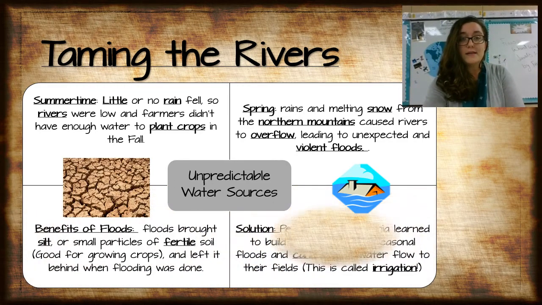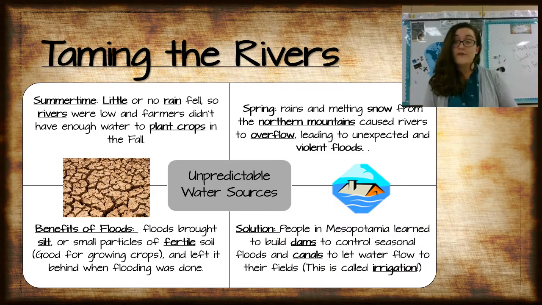One of the ways that they did that was by looking at some of the benefits of the floods and thinking, well, there are some upsides. For example, the floods brought silt, or fertile soil. So I have my little buddy here, so I know that word silt is an important vocabulary term. That silt helps make the soil fertile and good for growing crops. And when the floodwaters washed that down, they left it behind when the water went away. So the people needed this silt, but there had to be a way to control it.